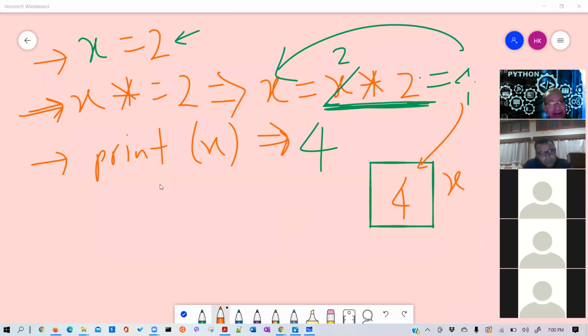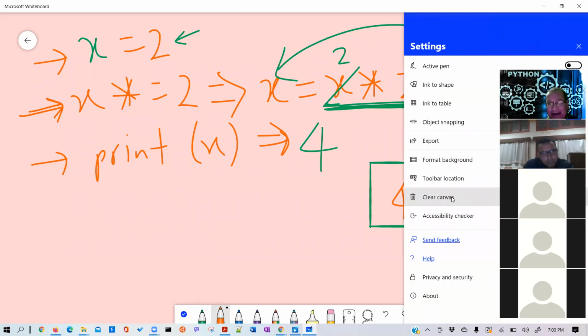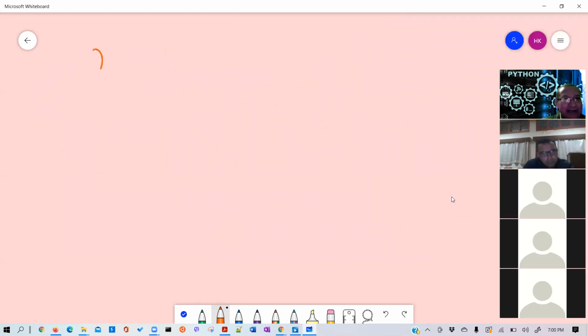So likewise, we can do division. Same thing, exact same thing. Let's try with division. Let's say x equal to 5, and then x division equal to 2. Okay, what do you get?